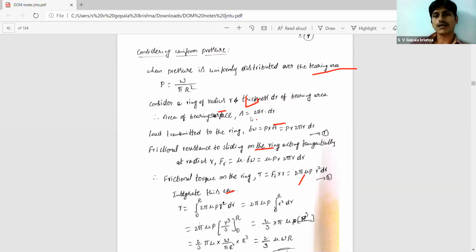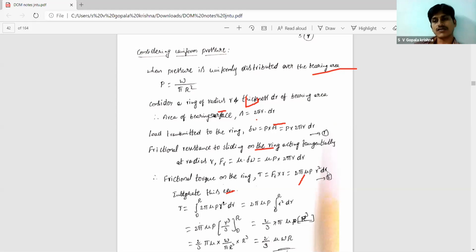And load on the ring. So load transferred on the ring is del W equals P into A. That load value is taken as equation number 1. And later, frictional resistance on the ring: Fr equals mu into del W, so similarly we get mu P 2 pi r dr. And later, frictional torque on the ring, that is Fr into r, so 2 pi mu P r square dr. This is taken as equation number 2.